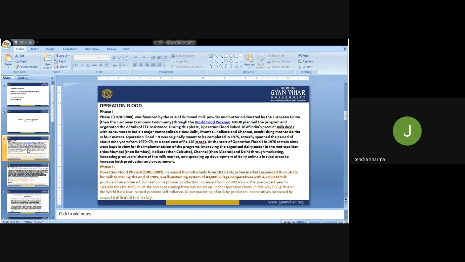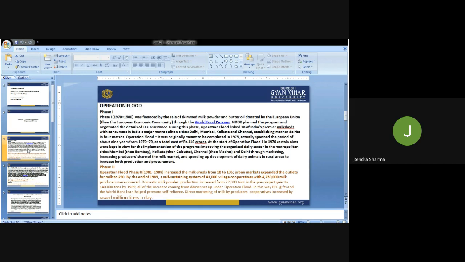A self-sustaining system of 43,000 village cooperatives, covering 4 crore and 25 lakh milk producers, was established. Domestic milk powder production increased from 22,000 tons to a projected 1,40,000 tons in 1989, that is, from 22,000 to 1,40,000 tons within those 5 years. That was the increment in milk powder production, all of the increase coming from the dairies set up under Operation Flood.